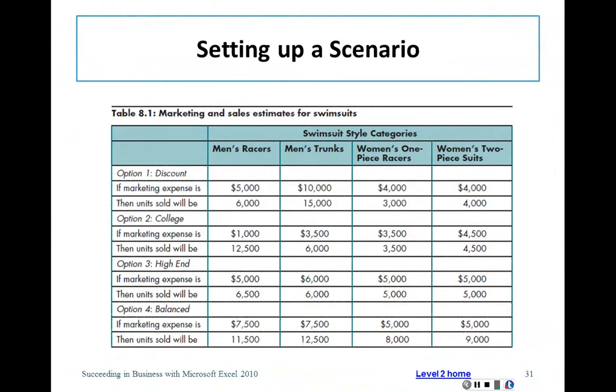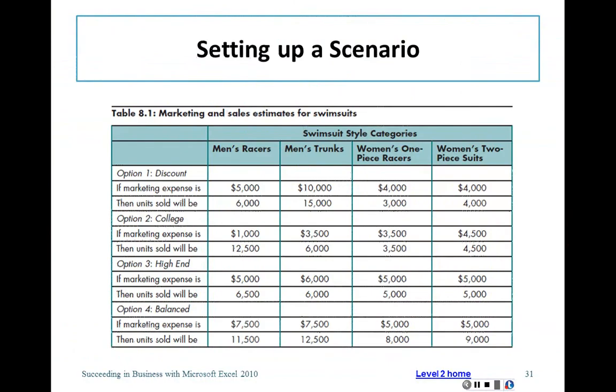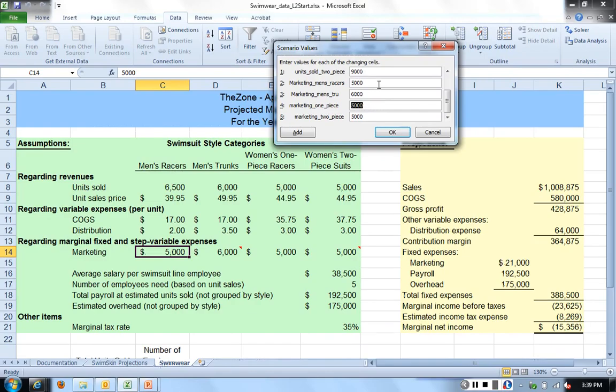If I look at my units sold, there's going to be 11,500, 12,500, 8,000, and 9,000. If I scroll down here, I've got my marketing dollars: marketing men's racers, men's trunks, one piece and two piece. My marketing expenses are going to be $7,500, $7,500, $5,000, and $5,000.